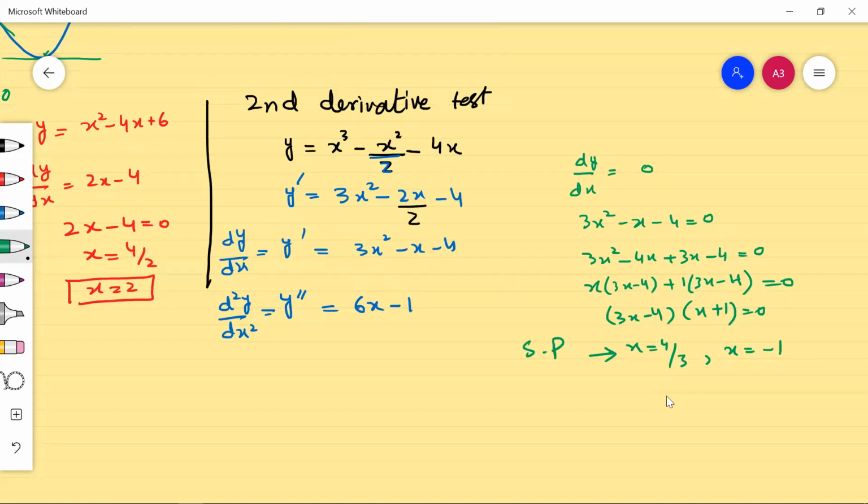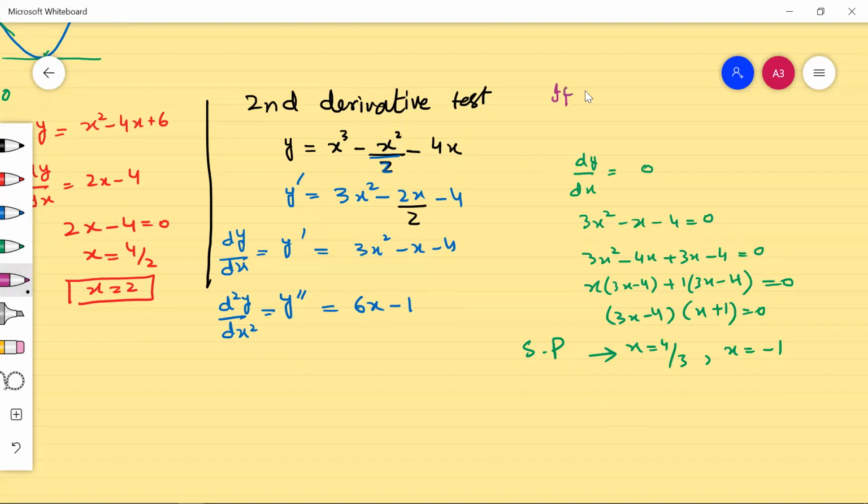We don't know about the nature of these stationary points, and the question says to find the nature of the stationary points. For this, we are going to use the second derivative test. The second derivative test starts from this point. After finding the stationary points, first you have to find the second derivative, then put these points one by one into the second derivative. Now let me write down the conditions of the second derivative.